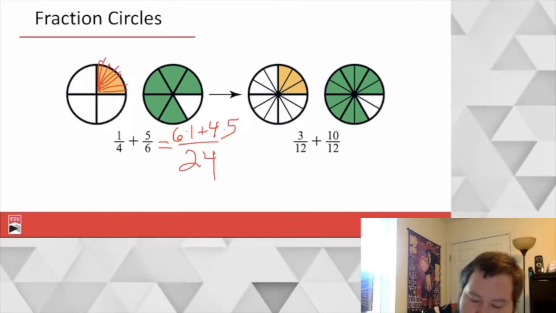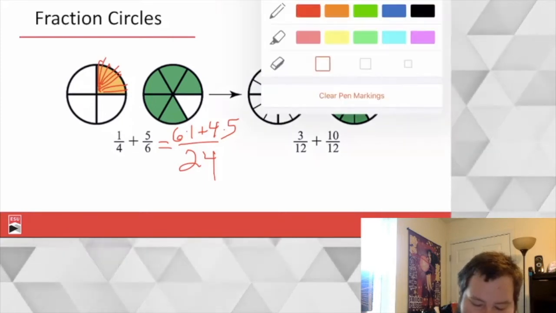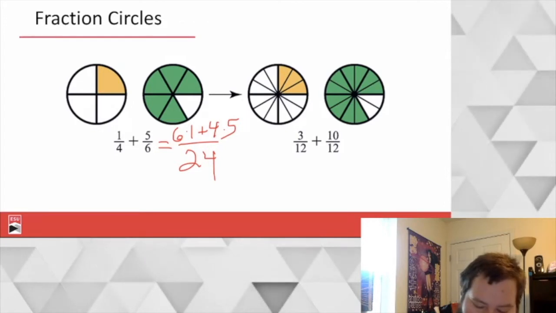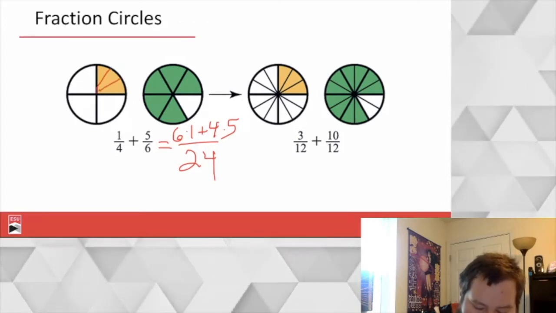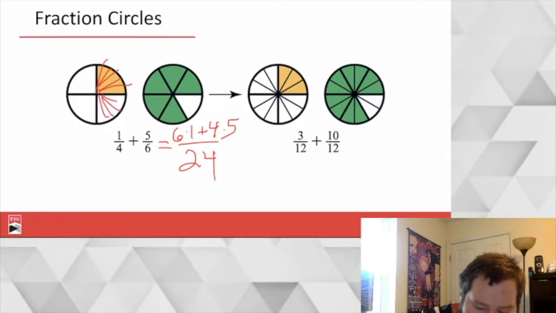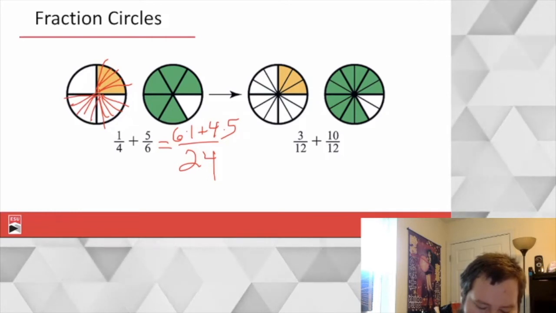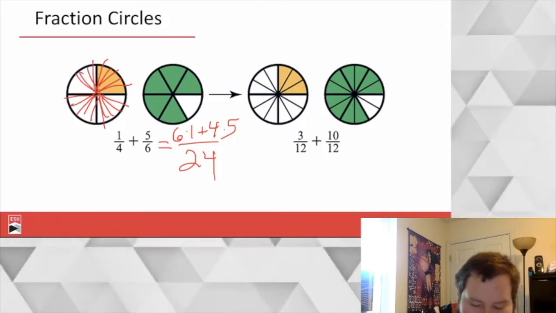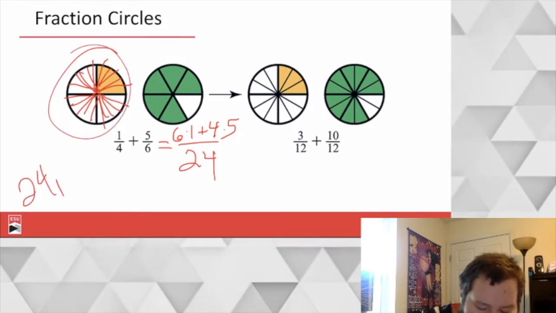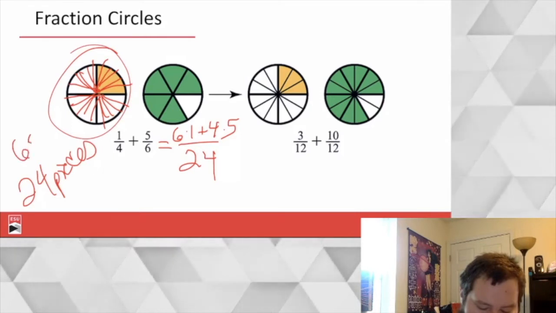that's too many. We'll pretend I could count. Try that again. Thirds, and then halves. There we go. Thirds, and then halves. Thirds, and then halves. We have 24 pieces and 6 shaded.